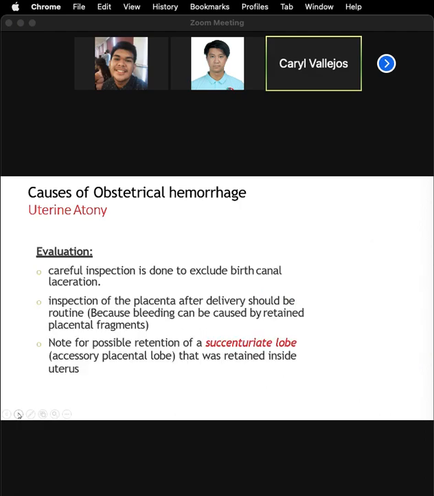How would you evaluate for your uterine anatomy? Careful inspection is done to exclude birth canal laceration. Inspection of the placenta after delivery should be routine because bleeding can be caused by retained placental fragments. Note for possible retention of a succenturiate lobe that was retained inside the uterus.